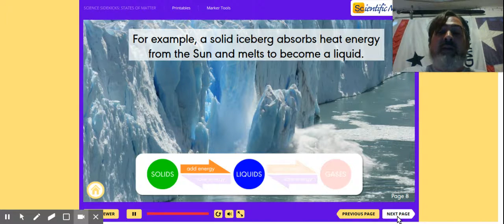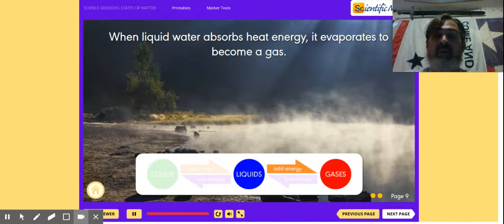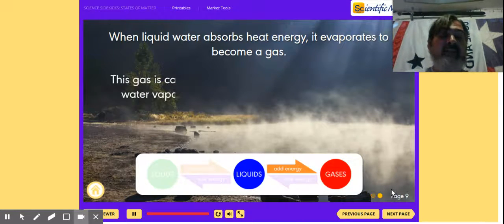Okay, for example, a solid iceberg absorbs heat energy from the sun and melts to become a liquid. So it's a solid iceberg. It melts, it becomes a liquid. Okay, when liquid water absorbs heat energy, it evaporates to become a gas. So you have the liquid. If you add enough energy to it, it becomes a gas.